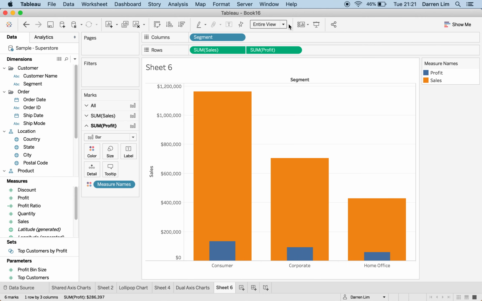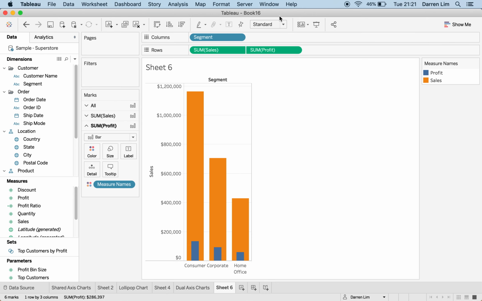Yep, this isn't really what I want, so I prefer this. Yes. So now we can really see at a glance the differences across the three product segments between profit and sales. This can give us a rough idea of the cost of each product sold.